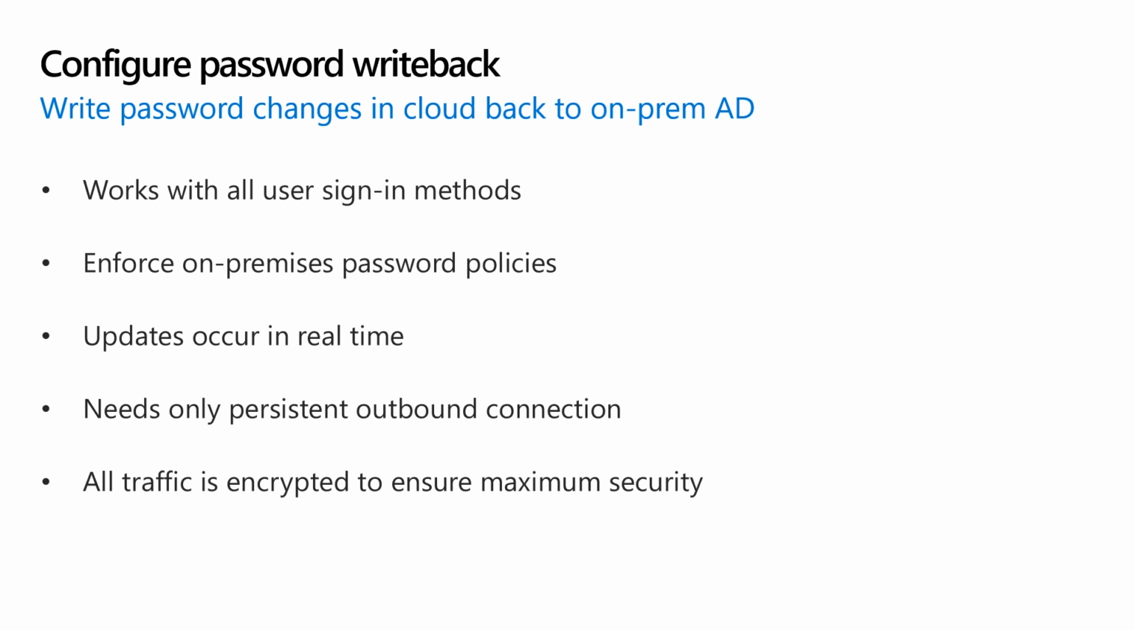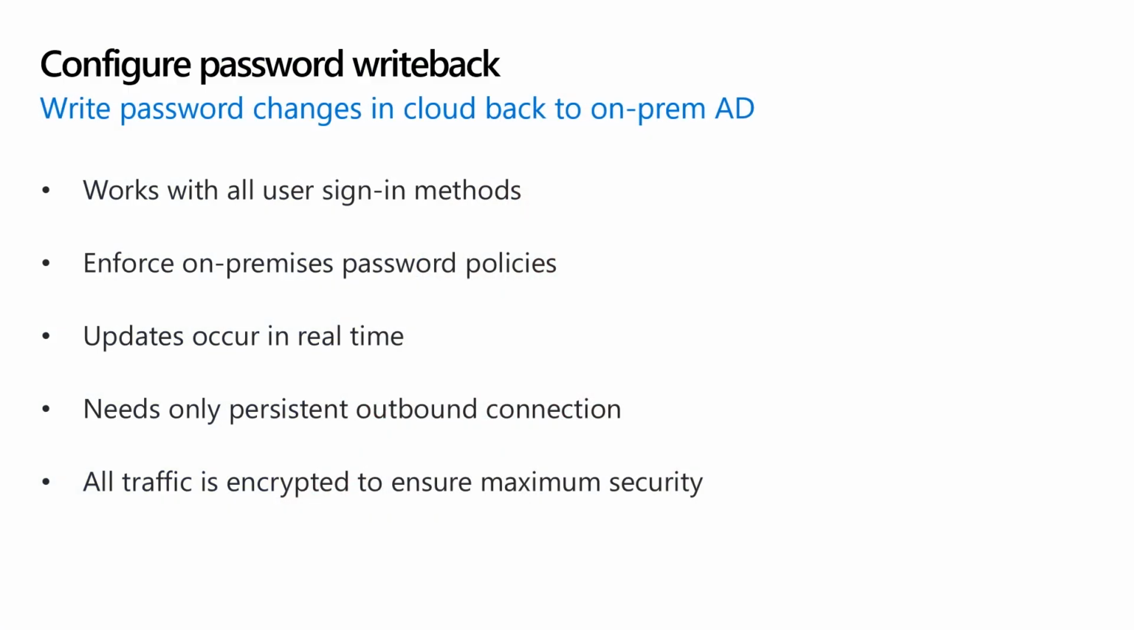Password writeback is a feature enabled through Azure AD Connect that allows password changes in the cloud to be written back to an existing on-premises directory in real time. Password writeback is supported with all user sign-in methods, be it password hash sync, pass-through authentication, and federation. It allows for the enforcement of on-premises Active Directory password policies by checking new passwords against your Active Directory policy before committing it to that directory.